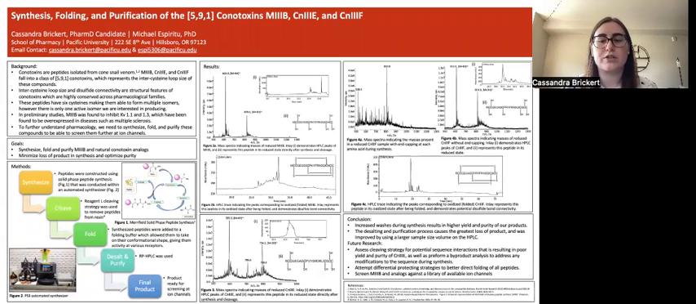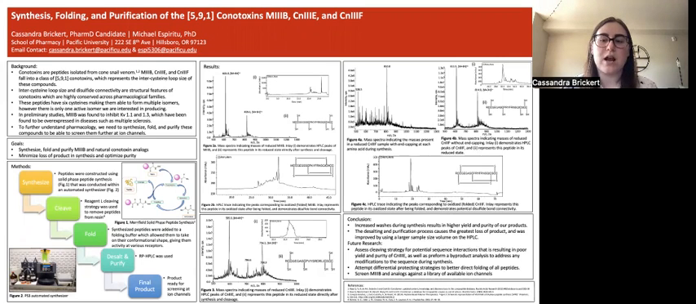Thus, my goals for this project were to synthesize, fold, and purify these conotoxins in order to be able to screen them at a wide variety of ion channels. We will actually not be conducting the testing at the ion channels. We have a collaborator in Belgium that will receive our final product and run the assay for us, giving us information about what kind of activity these compounds have at receptors.